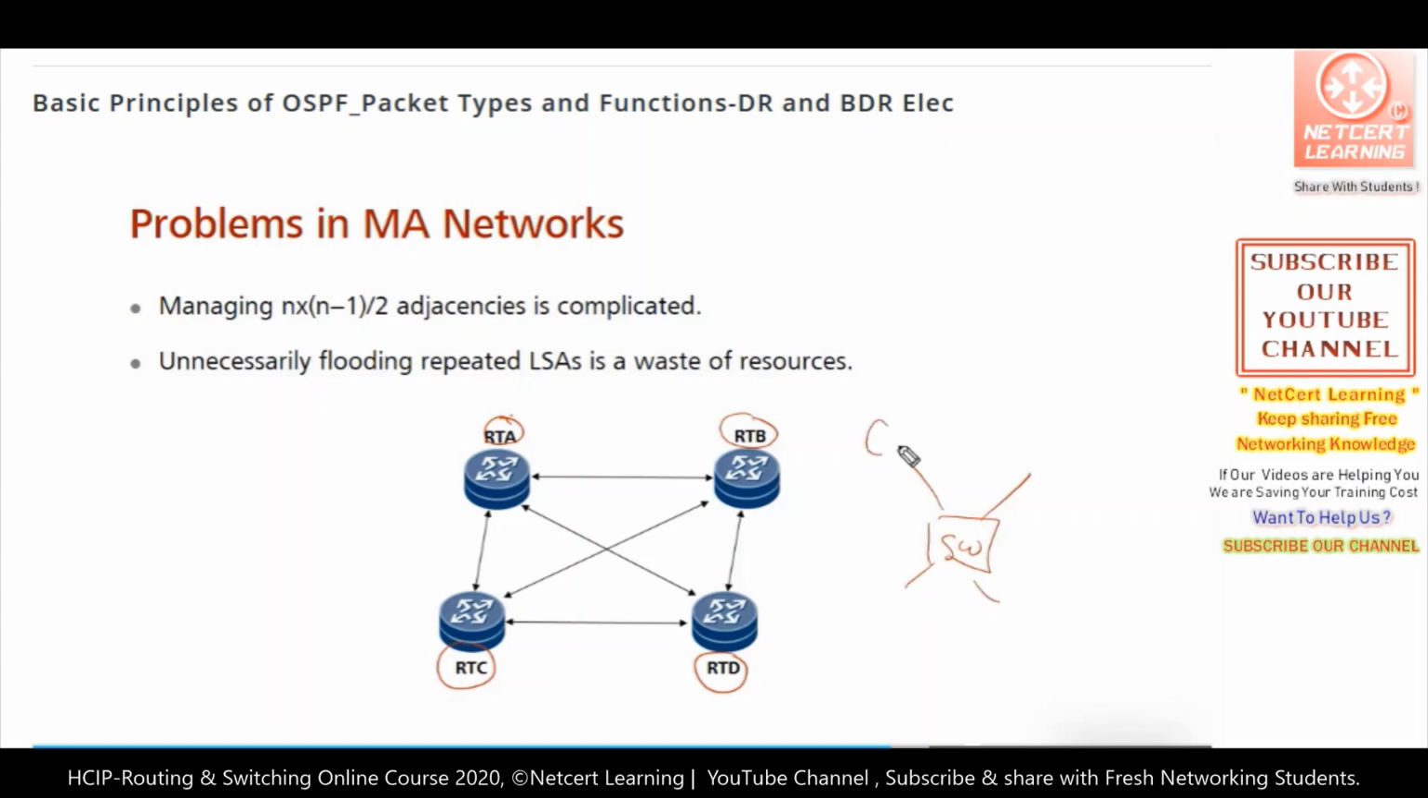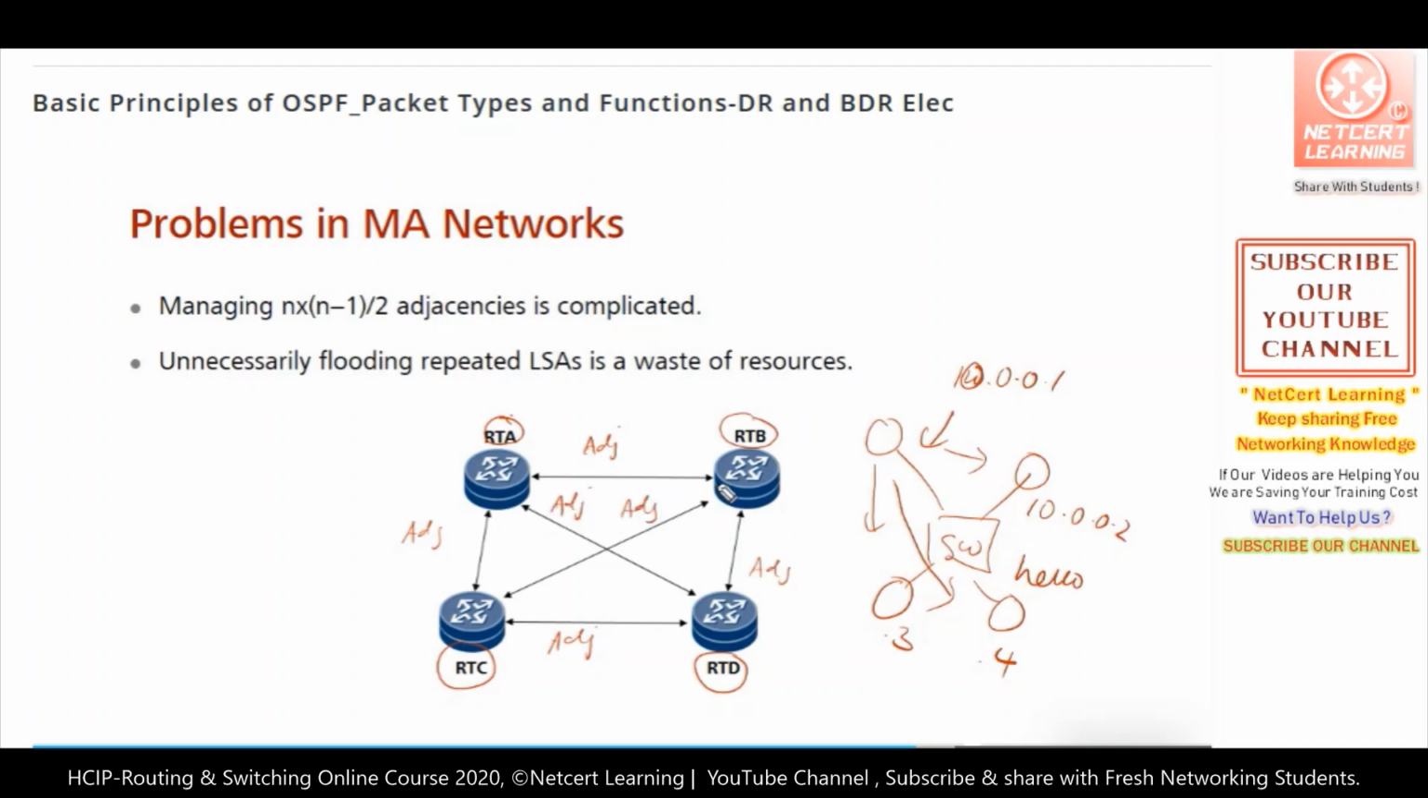Each of these routers A, B, C, D is connected through a common subnet. Let's say this is 10.0.0.1, this is 10.0.0.2, .3 and .4. Now each of these routers is able to connect together. So when the OSPF hello packet is sent to a multi-access network, they are going to form adjacencies. As you can see from here, we have all these adjacencies. If we count the number of adjacencies, we have 1, 2, 3, 4, 5, and 6. Based on this formula, 4 routers times 4 minus 1 divided by 2 gives exactly 6.